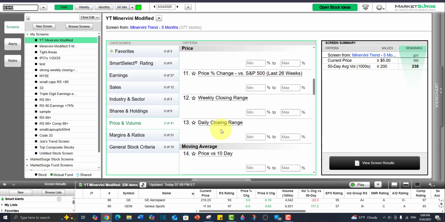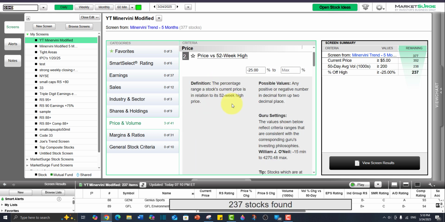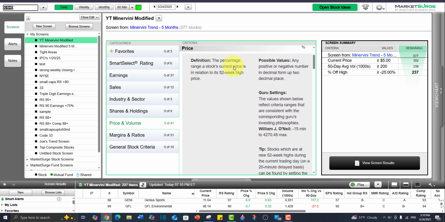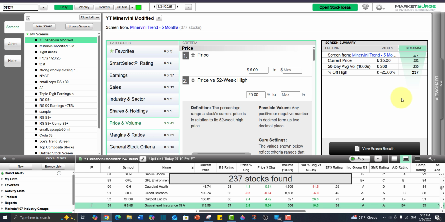Current price. We've got to go back up to price. Let's see. Price versus 52-week high. And we're going to do negative 25. And if you click on this, by the way, it'll tell you how to do it. All right, let's click it. Screen down to only two. We only lost one stock there. That's interesting.